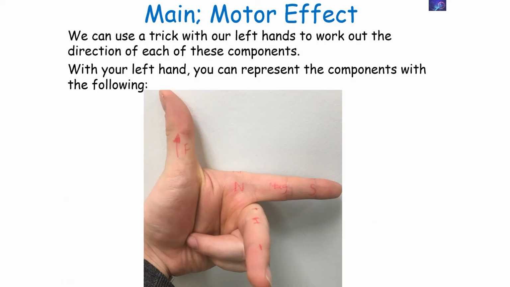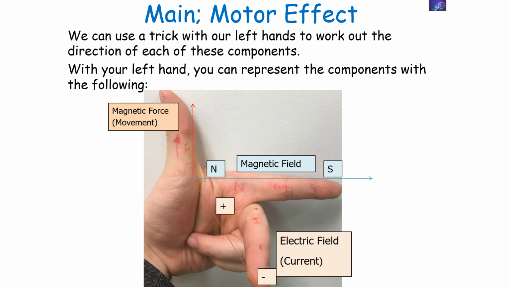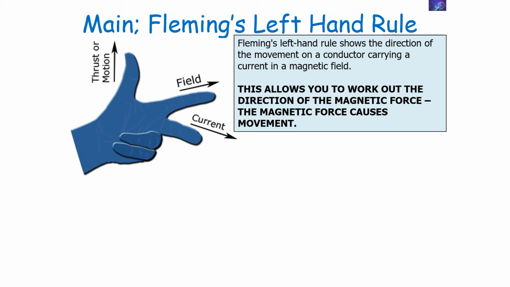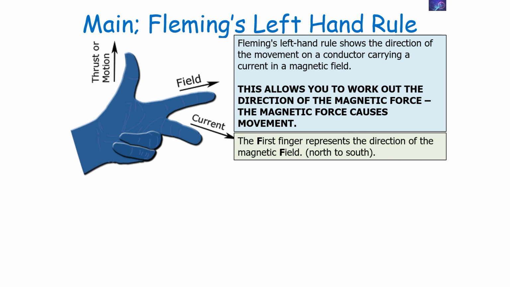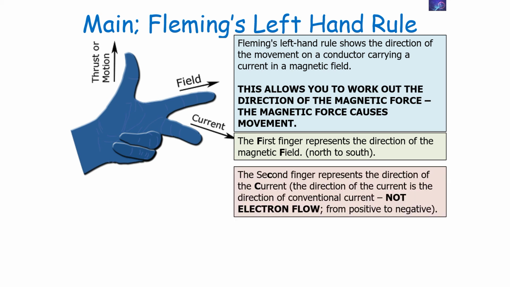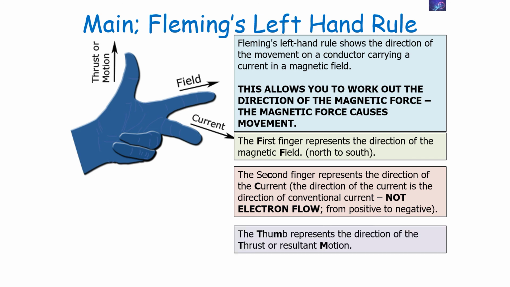Now we can use this trick to work out the direction of each of these components. So you've got your magnetic force, which leads to the movement, the magnetic field and the electrical field, which is due to the current. So Fleming's left-hand rule shows the direction of movement on a conductor carrying a current in a magnetic field. This allows you to work out the direction of the magnetic force, and the magnetic force causes movement. The first finger on your left hand represents the direction of the magnetic field from north to south pole. The second finger represents the direction of the current. The direction of the current is in the direction of conventional current, positive to negative by the way, and the thumb represents the direction of thrust or resultant motion in your particular consideration.